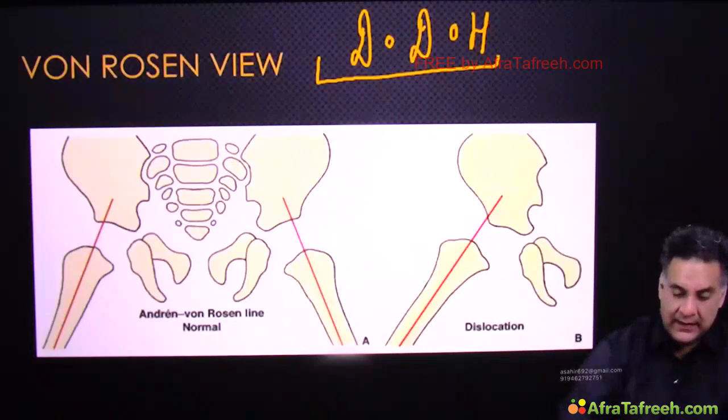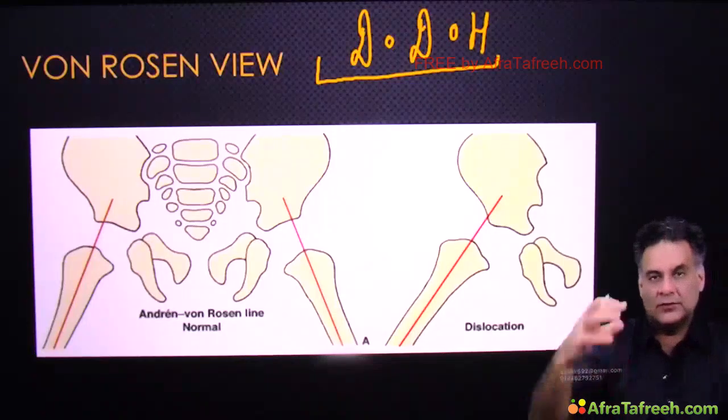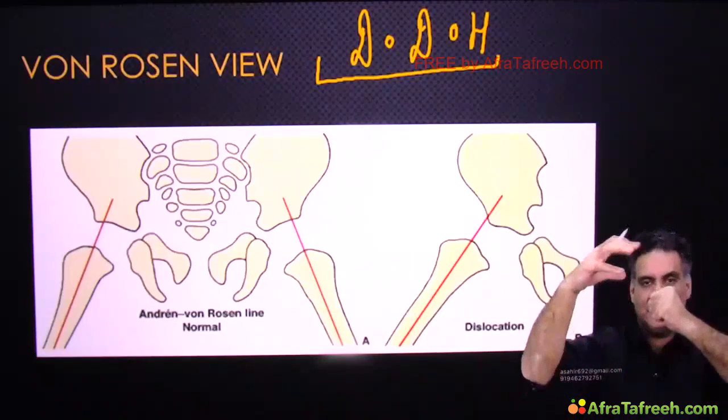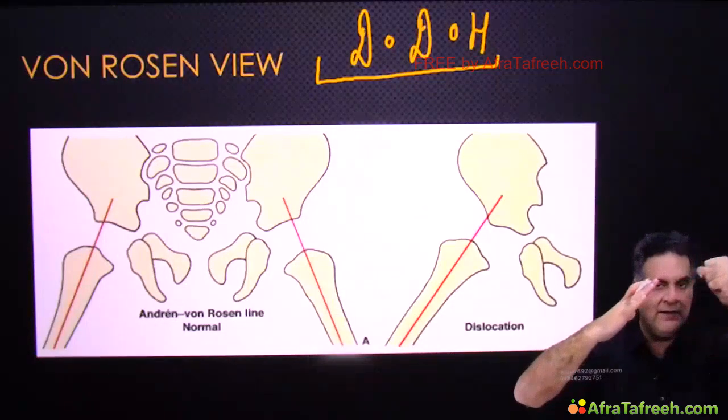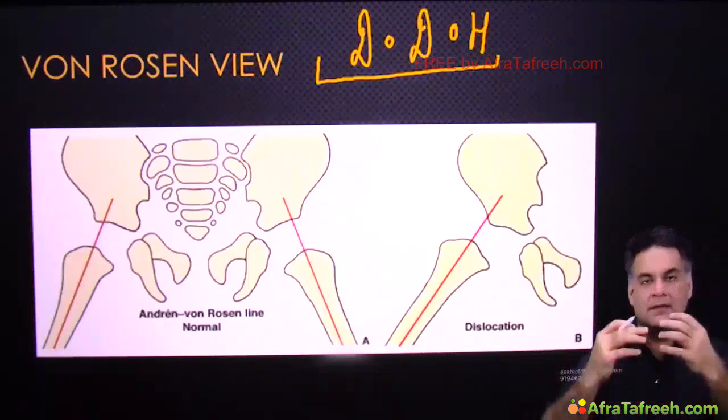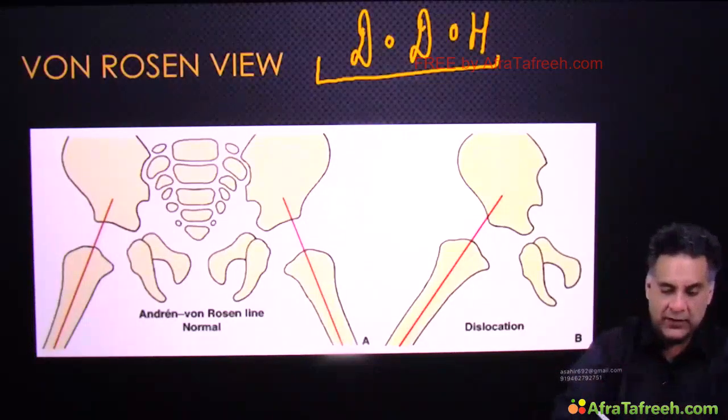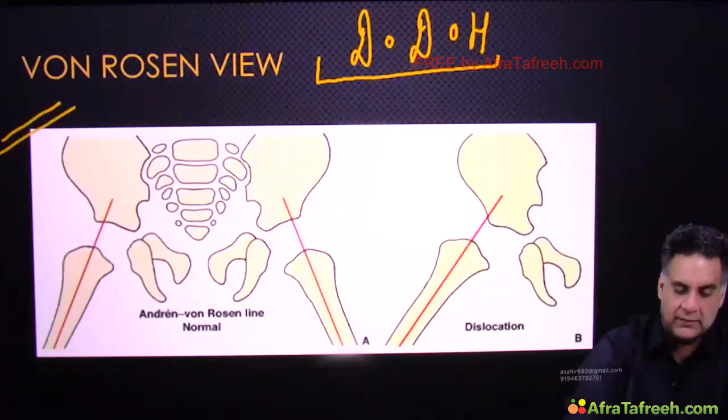DDH has a shallow acetabulum. Normally the head articulates with the acetabulum. If it is shallow, the head will dislocate, unstable. Developmental dysplasia of hip, von Rosen view is done for it.